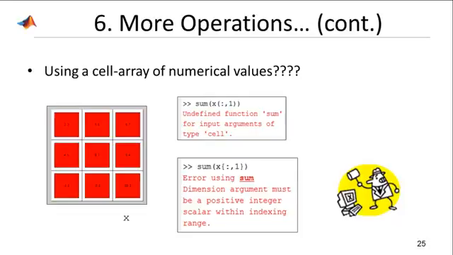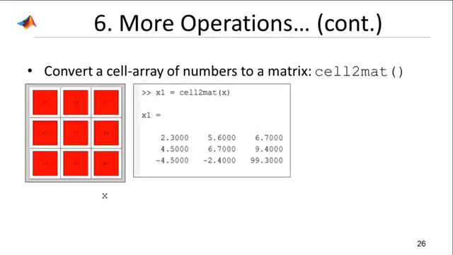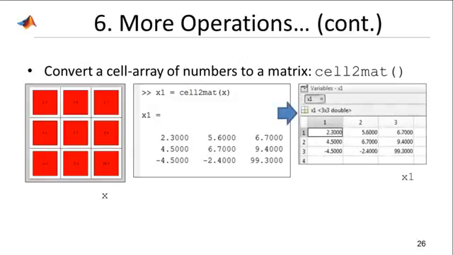You may think that putting curly braces might solve the issue. But again, you cannot slice individually the content, so the sum still crashes. Instead, we might have to convert. This is actually very simple, 1 line of code, cell to mat. This will automatically convert a cell of numbers to a numerical array. So you can now use the sum, the prod, and any other kind of functions that you have.